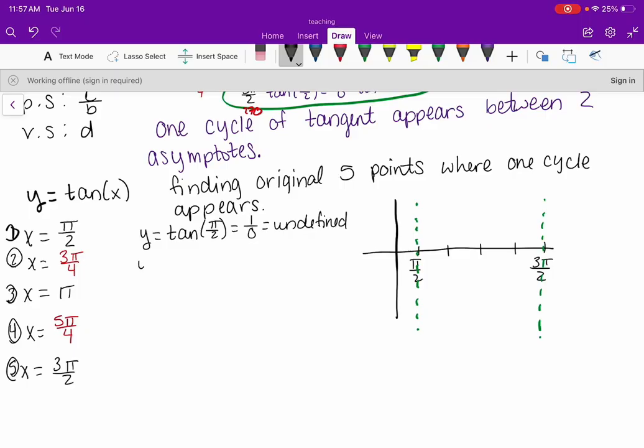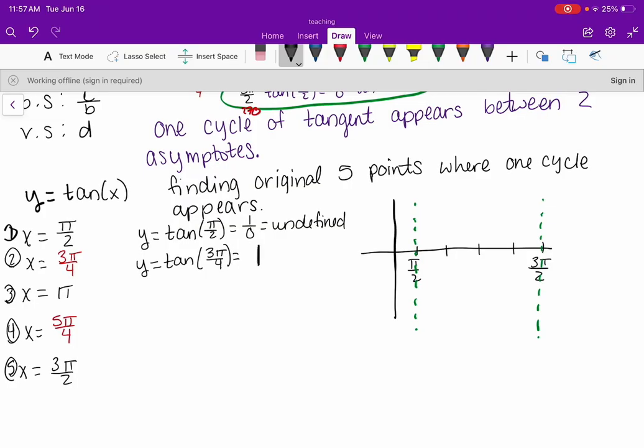Now let's do my second one. Y equals tangent 3 pi over 4. Now 3 pi over 4 has a reference of 45 degrees. So 45 degrees, tangent is 1. But be careful. 3 pi over 4 is in quadrant 2. Only sine is positive in quadrant 2. So tangent is a negative.